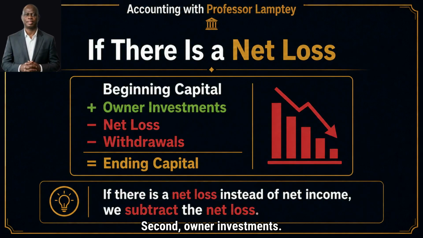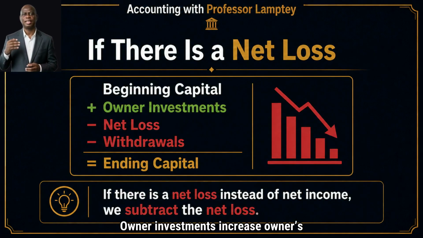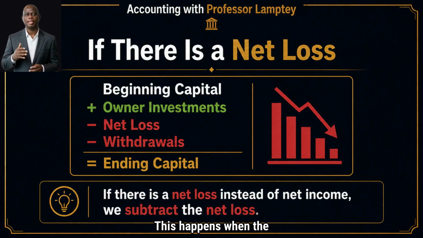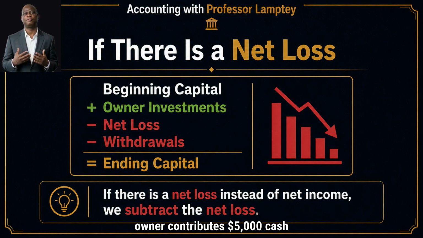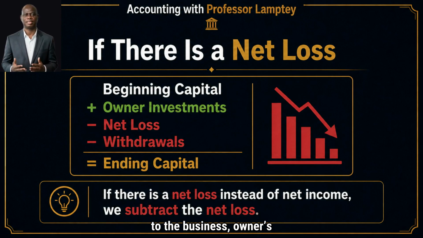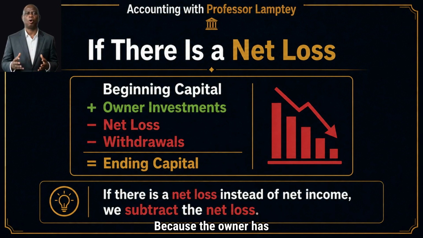Second, owner investments. Owner investments increase owner's equity. This happens when the owner puts more cash, equipment, or other assets into the business. For example, if the owner contributes $5,000 cash to the business, owner's equity increases. Why? Because the owner has added more resources to the business.